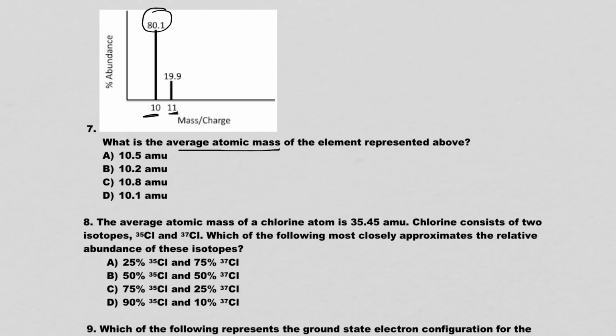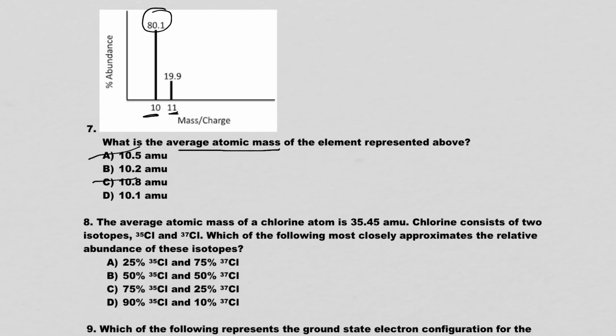If the majority of the sample, 80%, has a mass of 10, we know that's going to skew the weighted average towards 10. So looking at the answers, there's no way it could be A, because 10.5 is exactly in the middle, which would indicate 50% of both masses. And there's no way it could be C, because 10.8 would represent that the mass 11 isotope must have the highest percent. So it must be B or D.